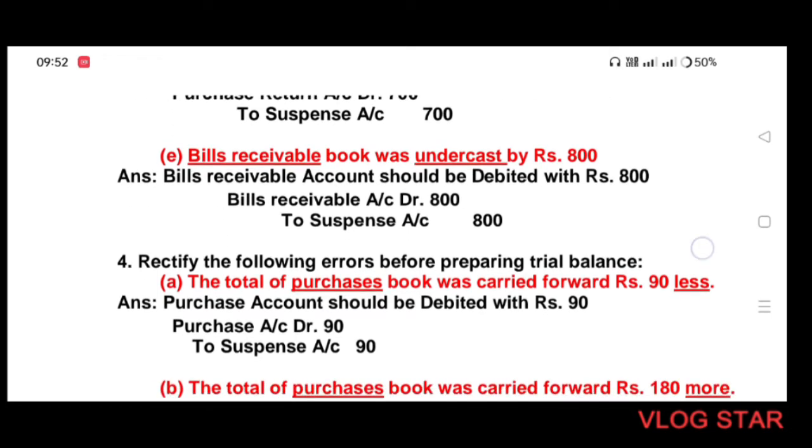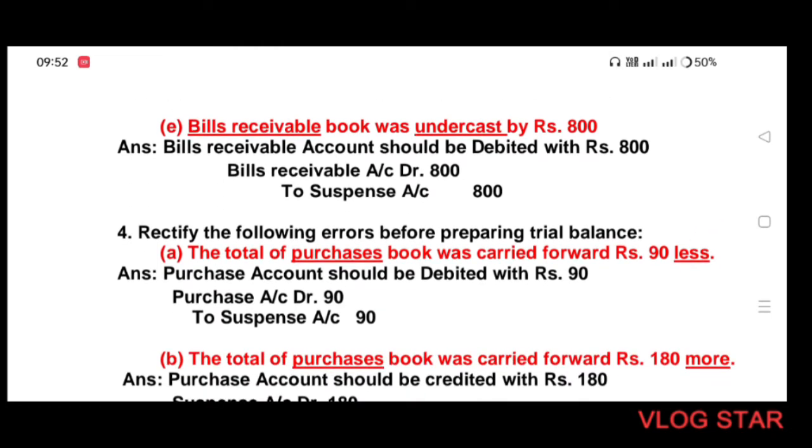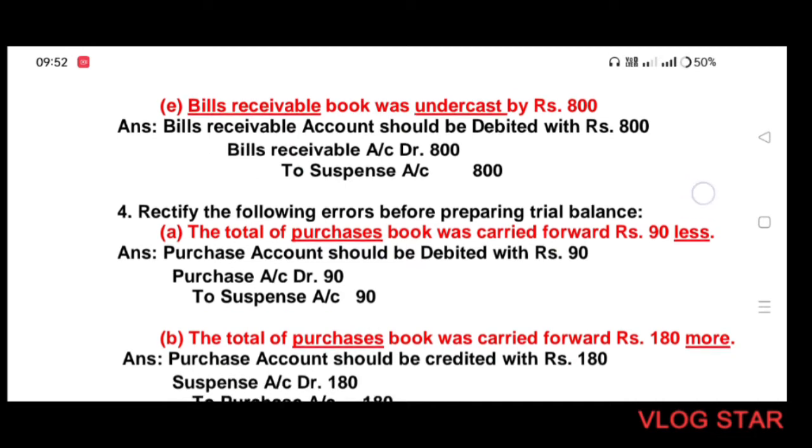Next, bills receivable book. Bills receivable is an asset. Asset is always a debit balance, because all the assets items are debit balance, all the liabilities items are credit balance. Undercast means original. Original means bills receivable is a debit balance. So answer is bills receivable account should be debited with rupees 800. Bills receivable account debit to suspense account 800.